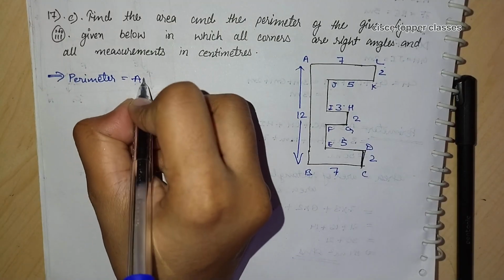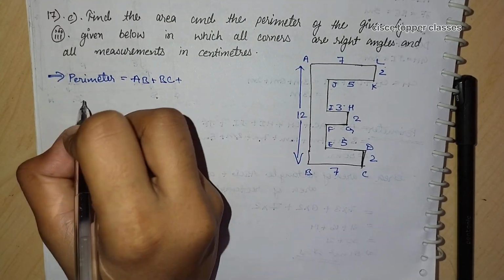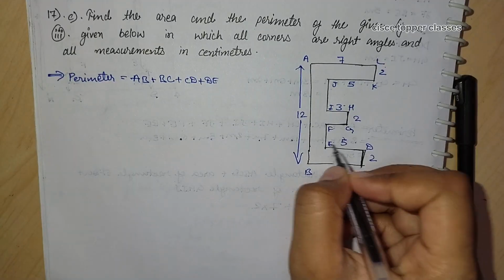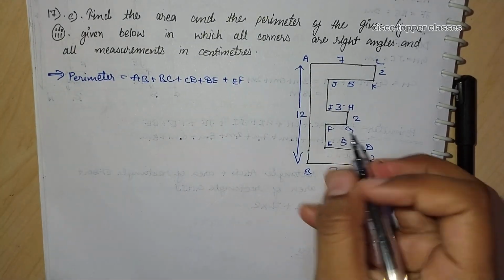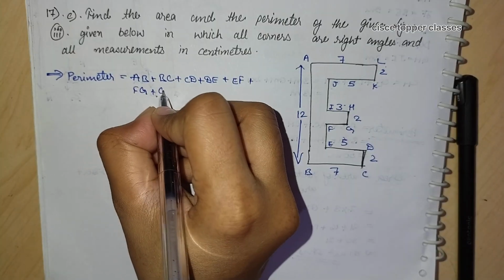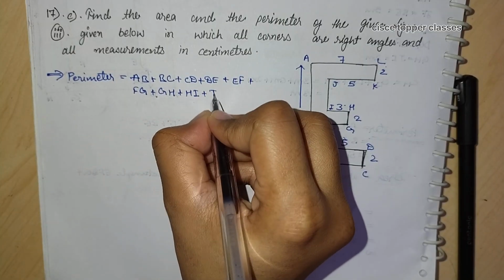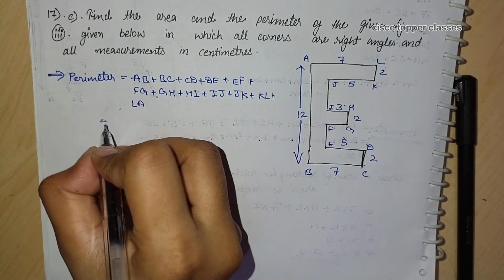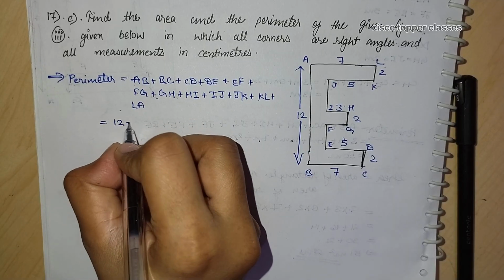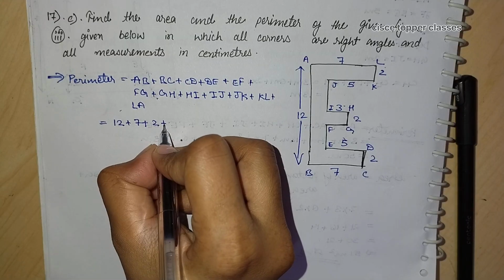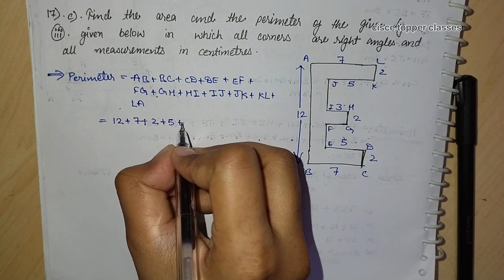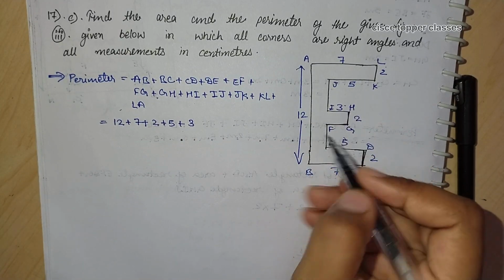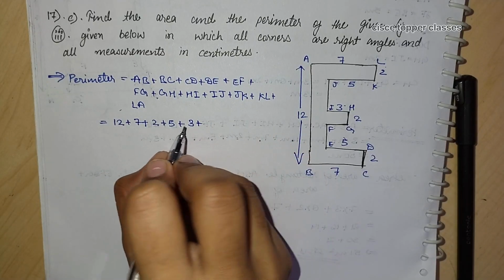So here the perimeter will be AB plus BC plus CD plus DE plus EF plus FG plus GH plus HI plus IJ plus JK plus KL plus LA. So it will be 12 plus 7 plus 2 plus 5 centimeter plus here 3. FE is 3 centimeter, because if we subtract 6 from 12 and divide it into two parts, it will be 3. So FE is equal to 3.